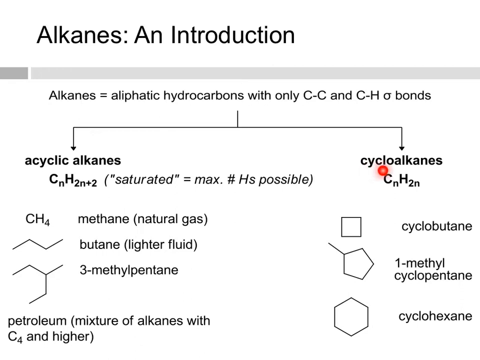For cycloalkanes, they have a molecular formula of CnH2n. If you calculate the degrees of unsaturation, cycloalkanes will have 1 degree of unsaturation for every ring. Examples are cyclobutane, 1-methylcyclopentane, and cyclohexane.